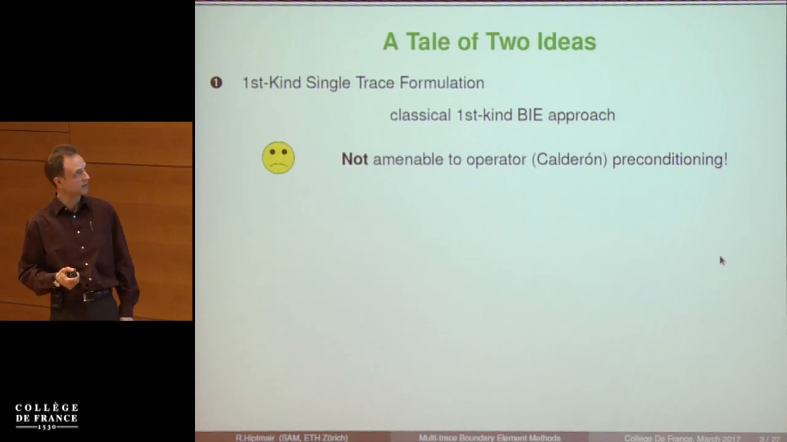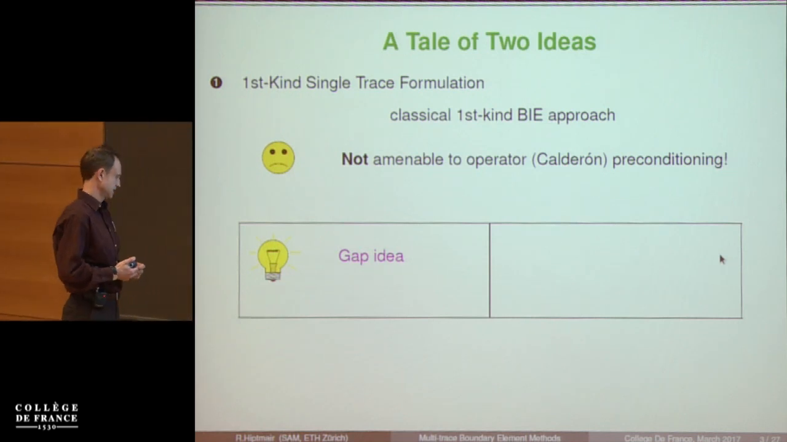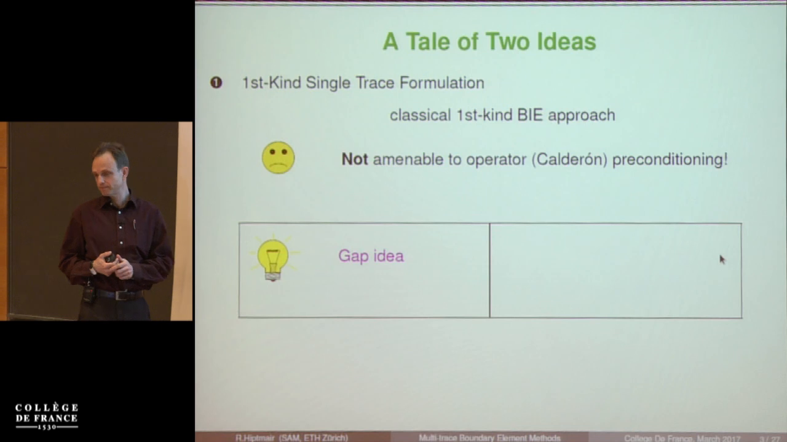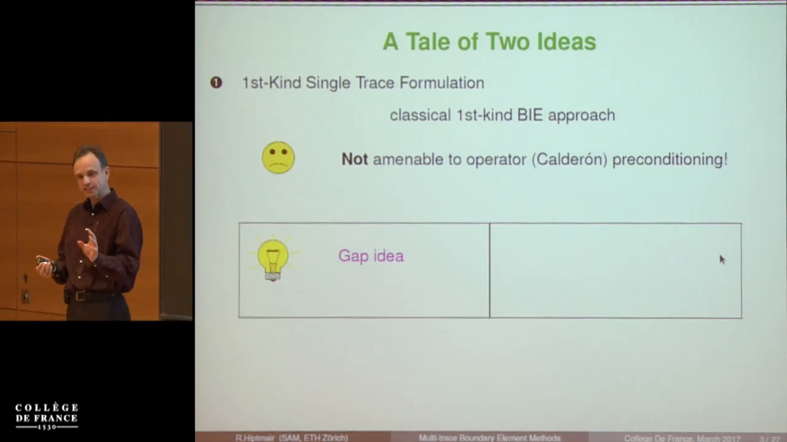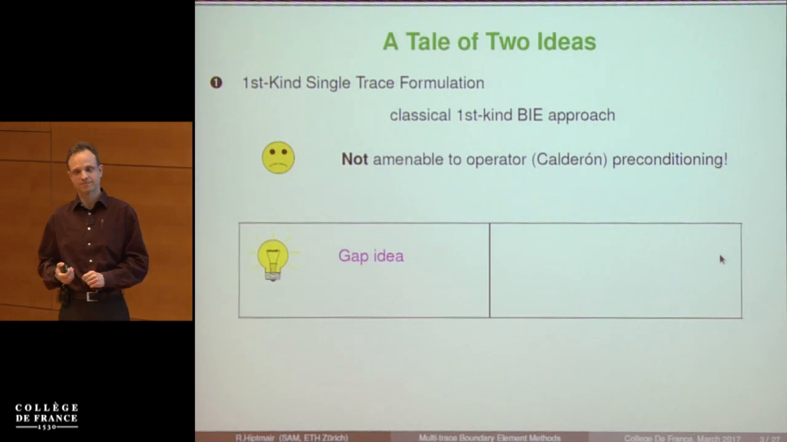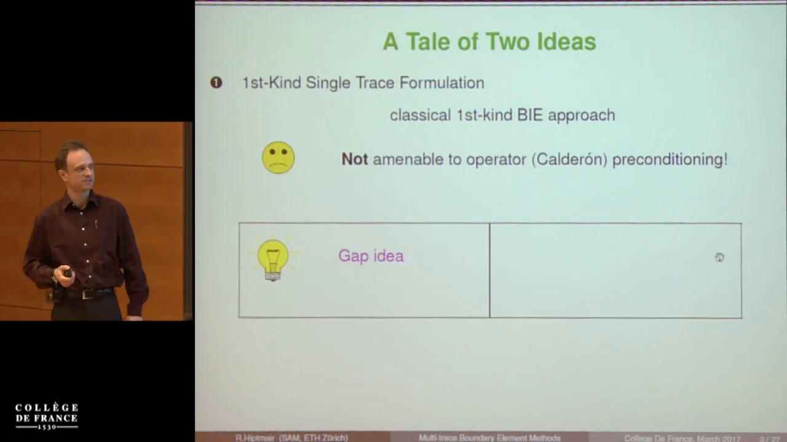And the alternatives are the multitrace formulations. And as I've already hinted, they come in two flavors based on two completely different ideas. The ideas then converge in terms of formulations, in fact.